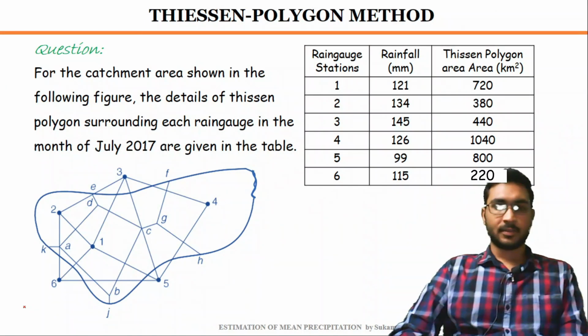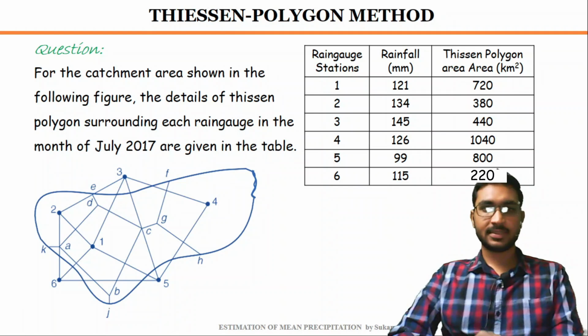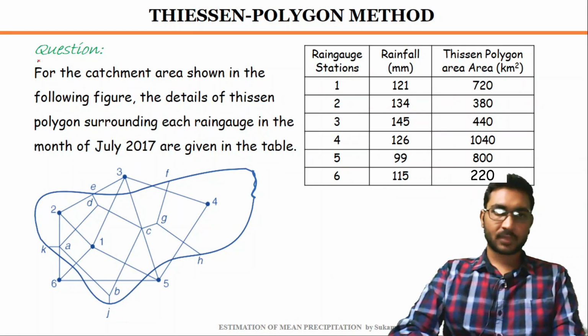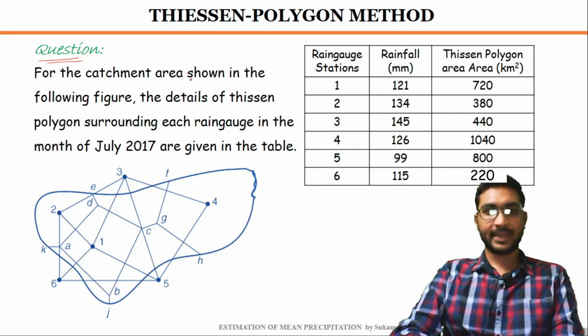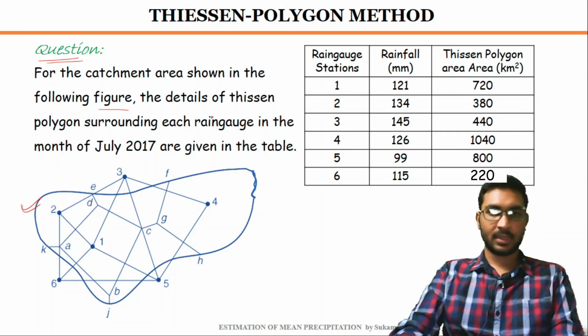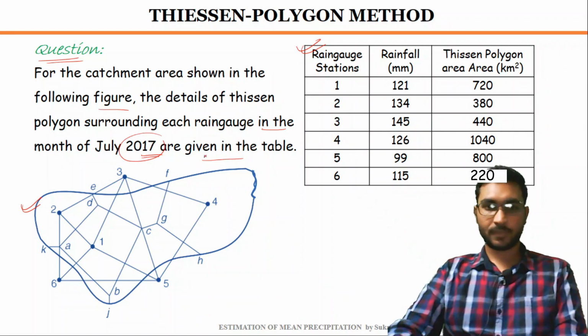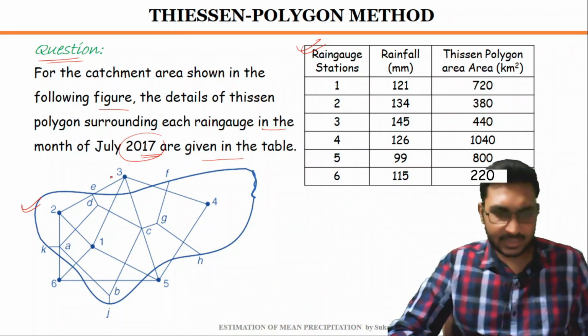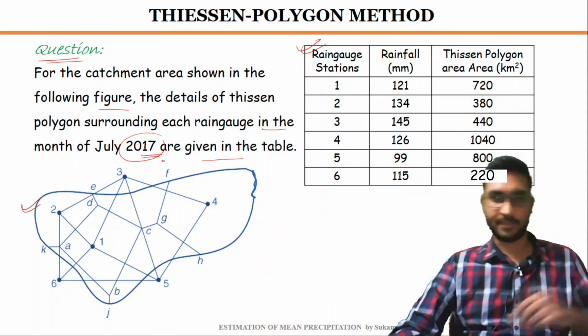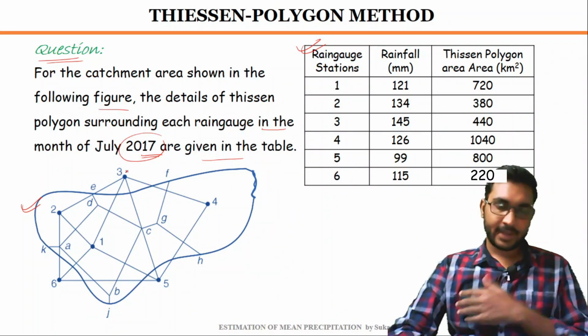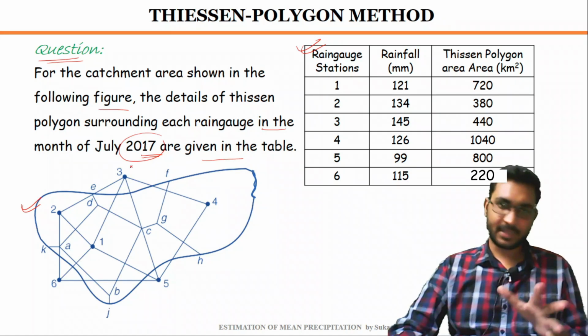Now let's solve a numerical using this Thiessen polygon method. Okay. So the problem is saying, for the catchment area shown in the following figure, see, this is the catchment area, and the details of the Thiessen polygon surrounding each rain gauge station in the month of July 2017 are given in this particular table. This is the table. Okay, so we have 6 rain gauge stations. See, this is the same catchment area that we just derived, the weighted area we derived in the previous slide. The same catchment area as this.